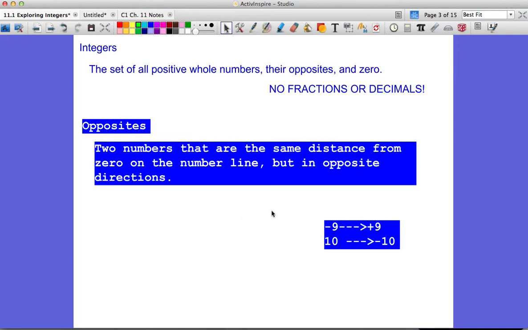So for example, negative 9 is the opposite of positive 9. They're the same distance from 0, but negative 9 is to the left of 0 and positive 9 is to the right of 0. The opposite of 10 would be negative 10 because 10 is 10 spaces from 0, as is negative 10. They're just going in opposite directions on that number line.